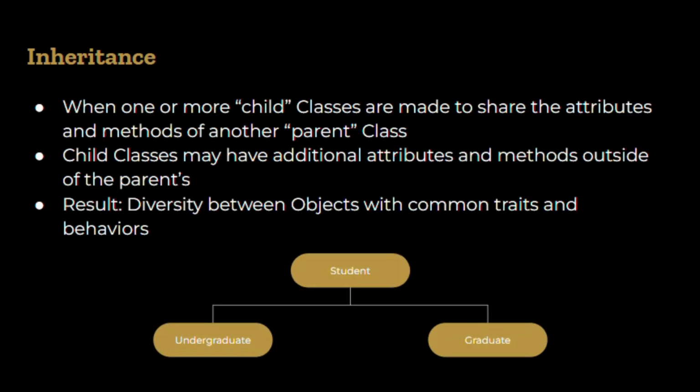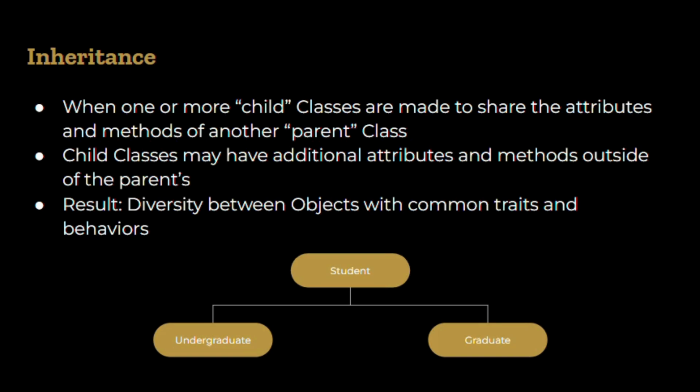On a different note, inheritance, the third pillar of OOP, is when one or more child classes are made to share the attributes and methods of another parent class. Child classes may have other attributes and methods outside of the parent's, which creates diversity between objects that would otherwise have the same traits and behaviors.